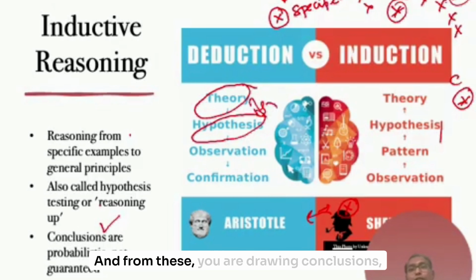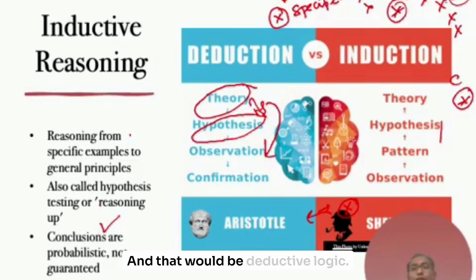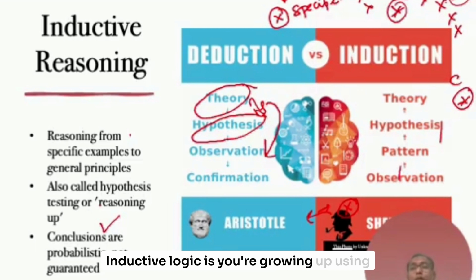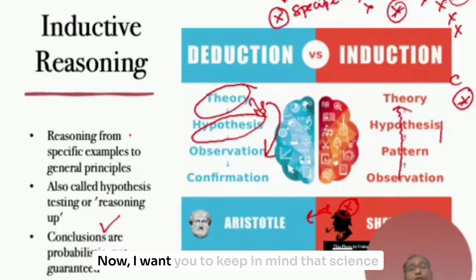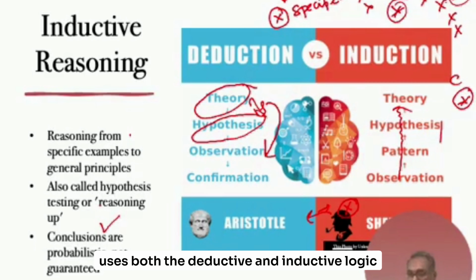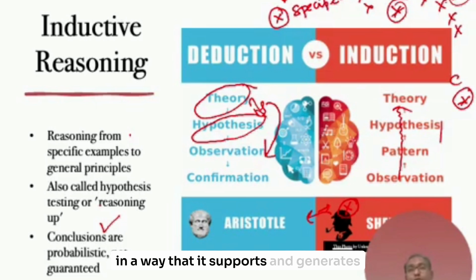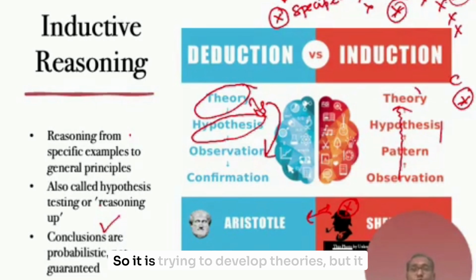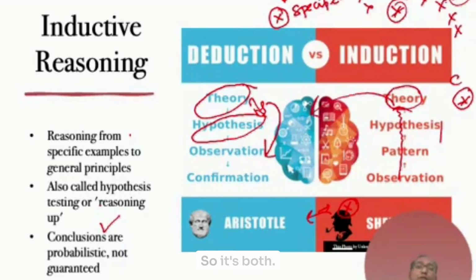And from these, you are drawing conclusions, right? And that would be deductive logic. Inductive logic is using observations to make general information. Now, I want you to keep in mind that science uses both deductive and inductive logic in a way that supports and generates theories. So it is trying to develop theories, but it is testing its theories by using deductive logic. So it's both. You have to keep that in mind.